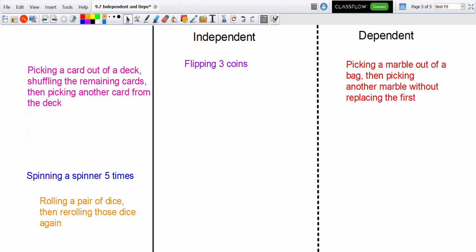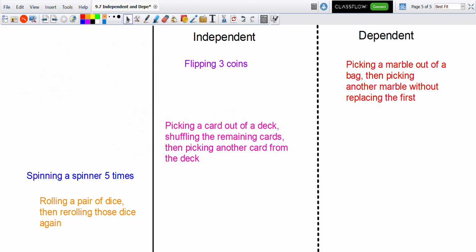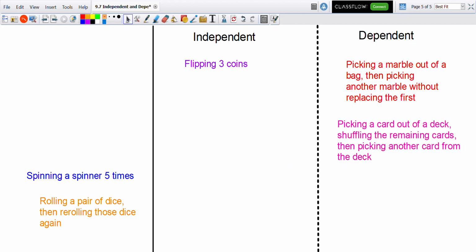Picking a card out of a deck, shuffling the remaining cards, then picking another card from the deck. Because it doesn't sound like that first card goes back in the deck. There were 52 cards in the first pull. But if I don't put that card back in, now there's only 51 cards in the deck. So these would be dependent because I didn't put the first card back in.